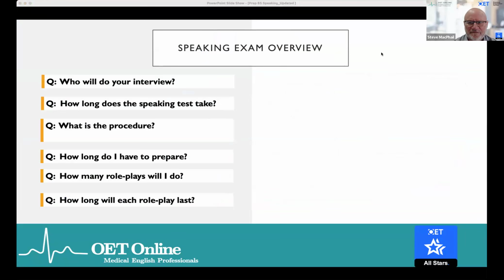So, quick overview of the exam format itself. All right. So who will do your interview? One that's really going to be reassuring for you. It will be an interlocutor, not an assessor. So that means you don't have to have any fear. The person taking the role of the patient and communicating with you is not assessing your language. Their role is to simply be an interlocutor.